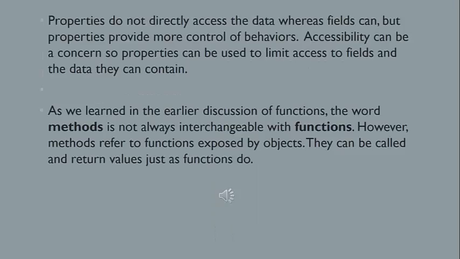Properties do not directly access the data, whereas fields can, but properties provide more control of behaviors. Accessibility can be a concern, so properties can be used to limit access to fields and the data they contain.